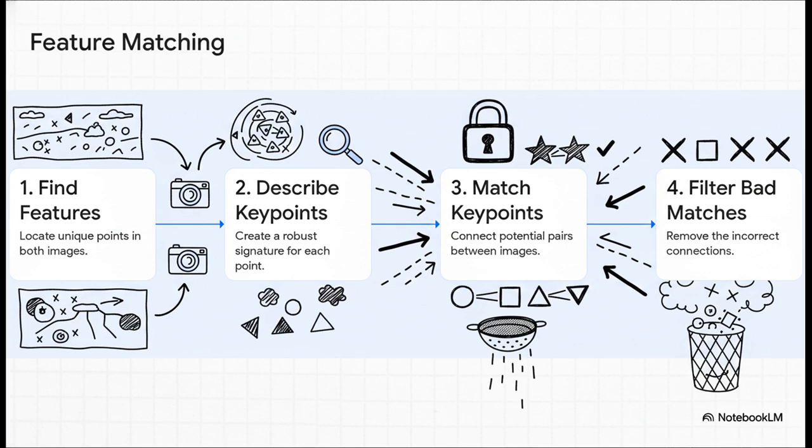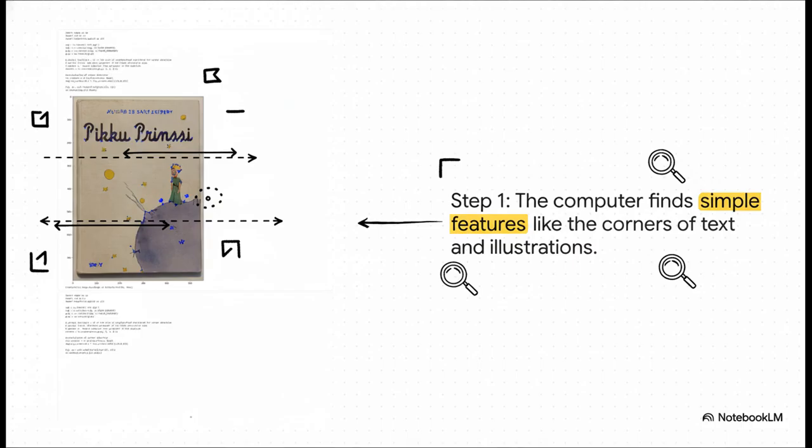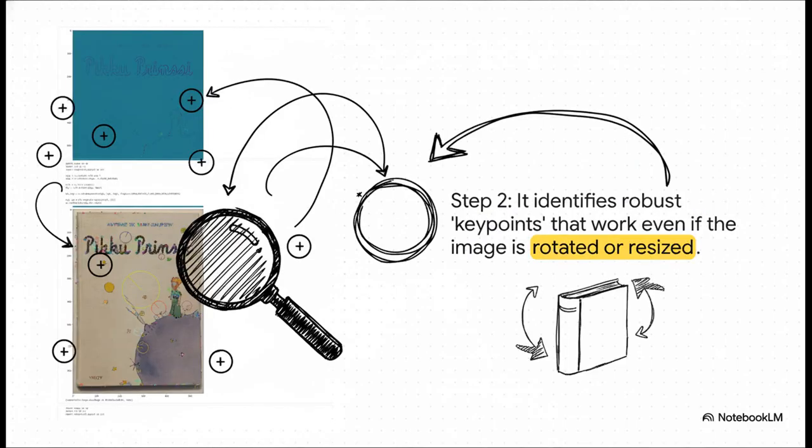Let's watch it happen. Okay, so here we've got two pictures of the same book cover. For step 1, a pretty basic algorithm scans the image. It's just looking for simple things like corners. And you can see it's doing a decent job. It's flagging the sharp corners in the text and the little details in the drawings. Not bad for a first pass. But just finding simple corners isn't quite enough, especially if the image is rotated or scaled.